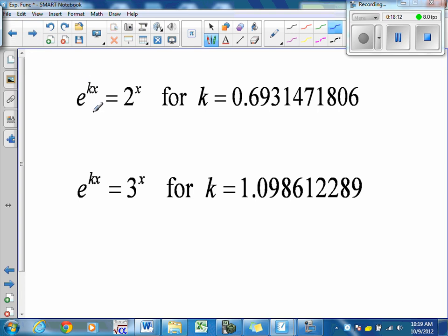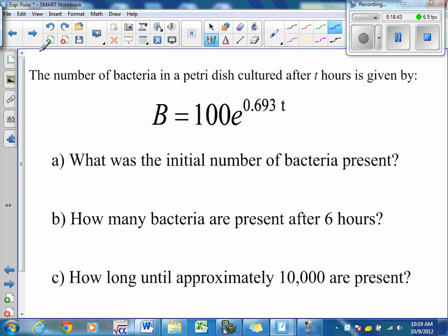Now, one of the advantages of e is we can convert almost anything to base e. Instead of having 2 to the x, I can have e to the kx, where k is this crazy number, and for 3 to the x, I can have it as e to the kx where k is this number. That will help us as we do application problems, because everything will be written in base e. So let's look at an example.